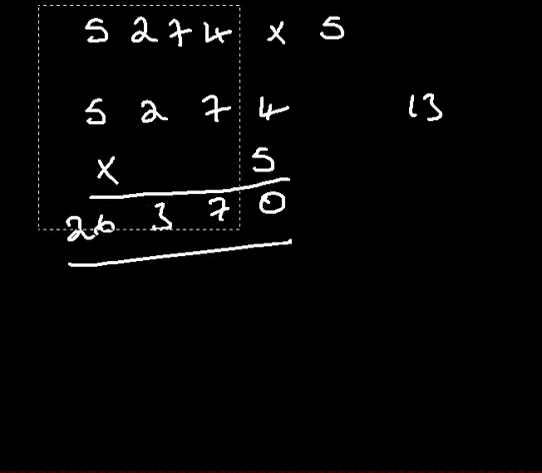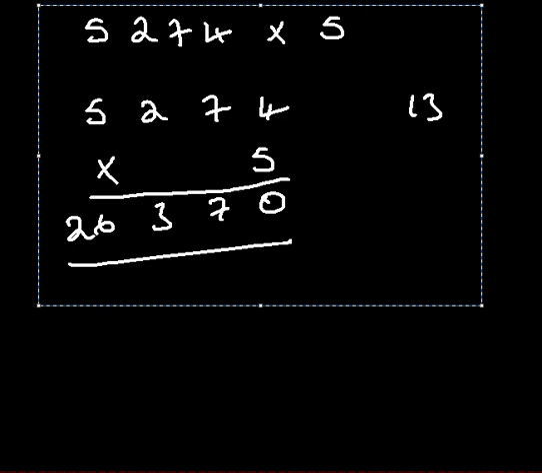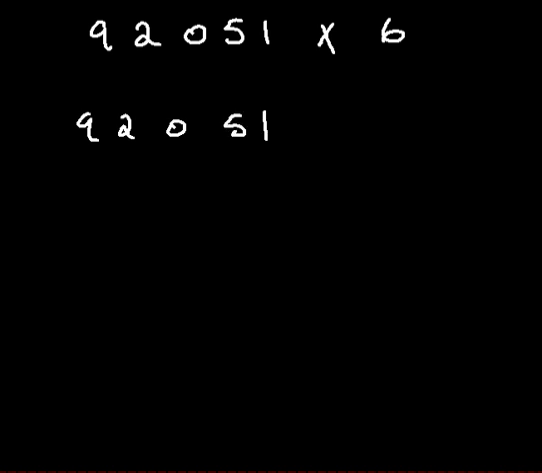How about, let's say, if we have something like this? Let's say if we have 92051 and let's say times 6. So how do you think we can have the multiplication of these numbers? So in this case, this is the same as having it as 92051 times 6. Principle remains the same, where we'll have to multiply everything by 6.